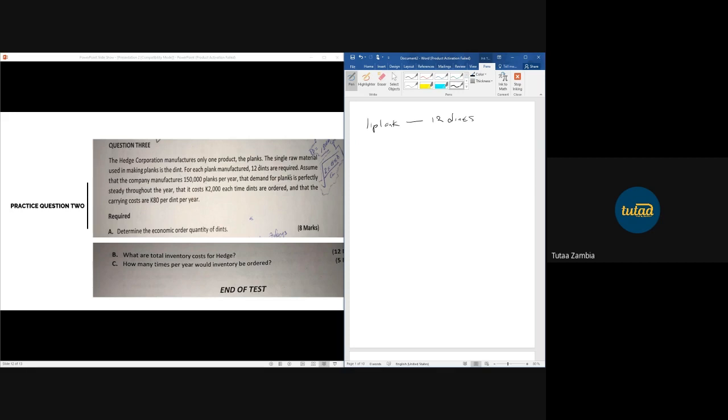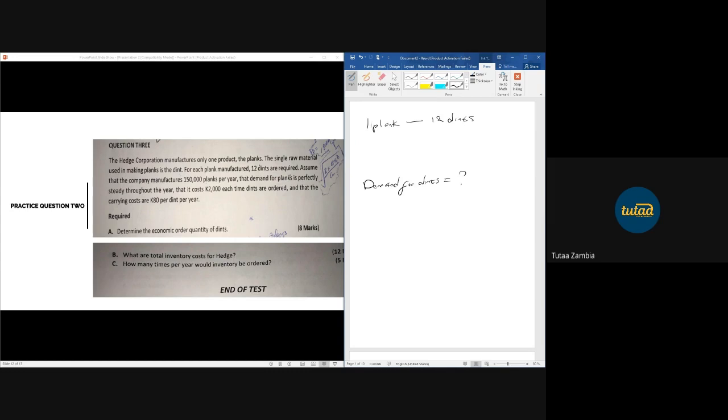Then we assume that the company manufactures 150,000 planks per year, and that demand for planks is perfectly steady throughout the year. This 150,000 is the demand for planks, not the demand for dints. So we need to find the demand for dints. We know the demand for planks is 150,000, but we do not know the demand for dints.